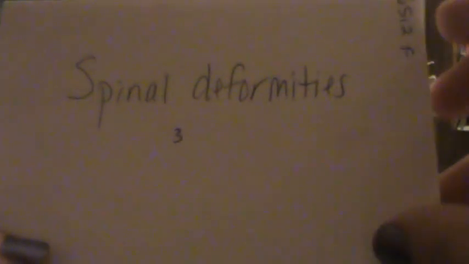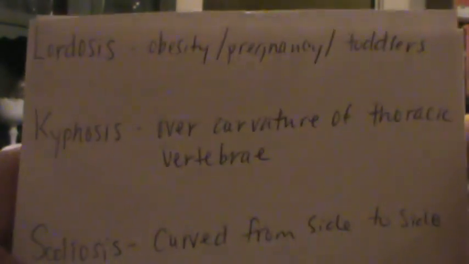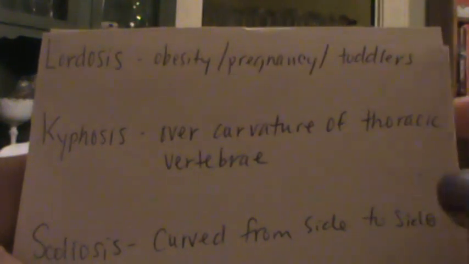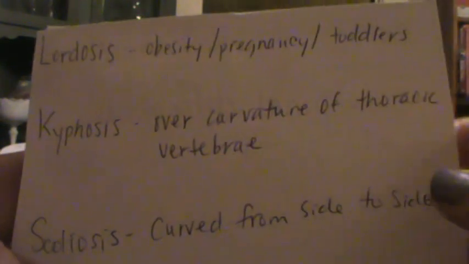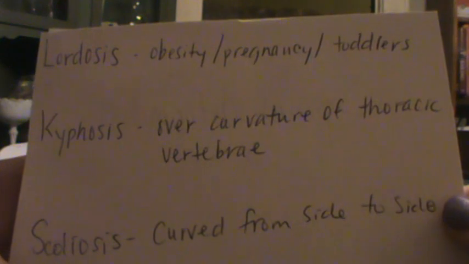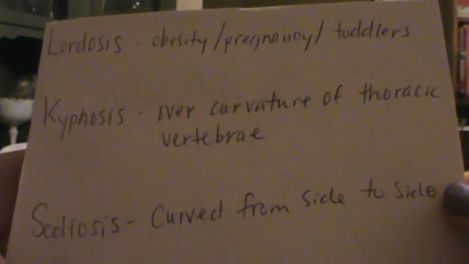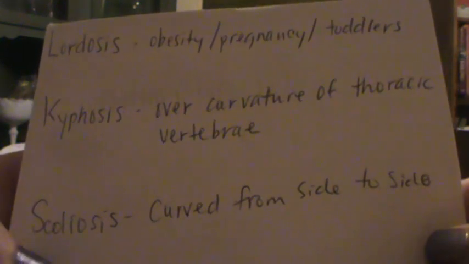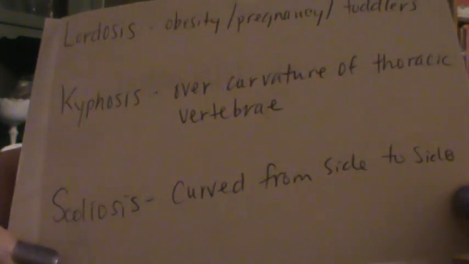Name 3 spinal deformities. They are lordosis, which is found in obesity, pregnancy, and toddlers; kyphosis, which is over-curvature of the thoracic vertebrae; and scoliosis, which is curved from side to side.